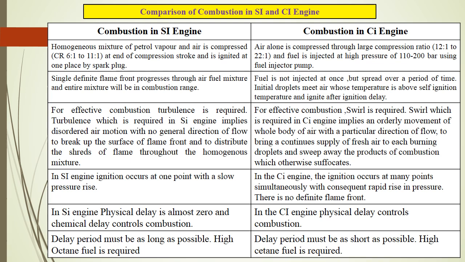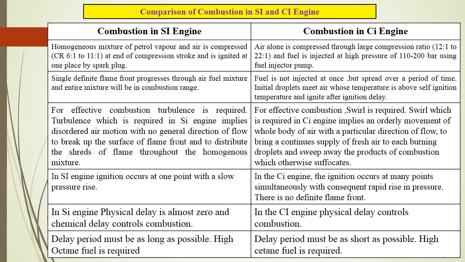In the CI engine, for effective combustion, swirl is required. Swirl and turbulence we will discuss again in detail, but here just see: swirl means ordered motion, turbulence means disordered motion. Getting? There is a definite order to the swirling motion, and because of that, what happens? The orderly movement of air in a particular direction of flow brings a continuous supply of fresh air to the fuel droplets. Getting?